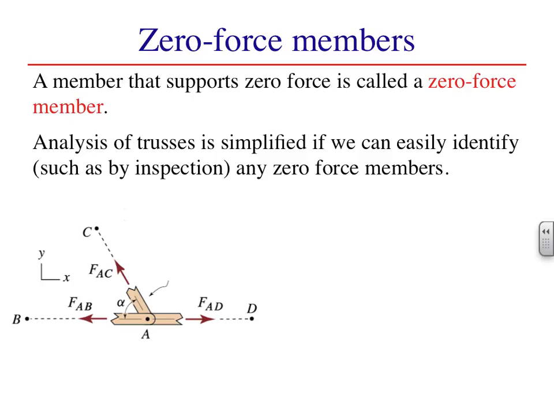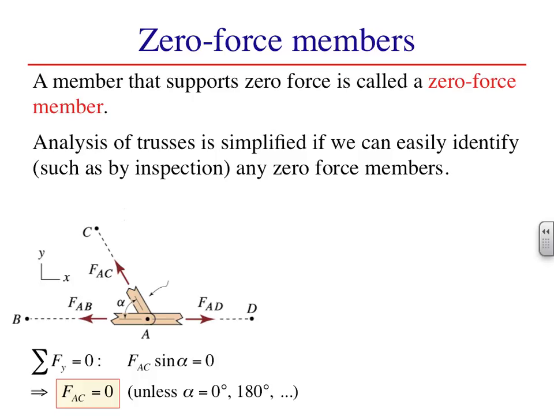Consider the joint connecting members AB, AC, and AD shown below. Two of the members, AB and AD, are collinear. No load is applied at A. Using an XY coordinate system with the x-axis aligned with the two collinear members, y-component equilibrium tells us that the load AC is 0. This is the case unless the angle alpha takes on special values we are unlikely to encounter in a truss. Member AC carries no load and is therefore a zero force member.